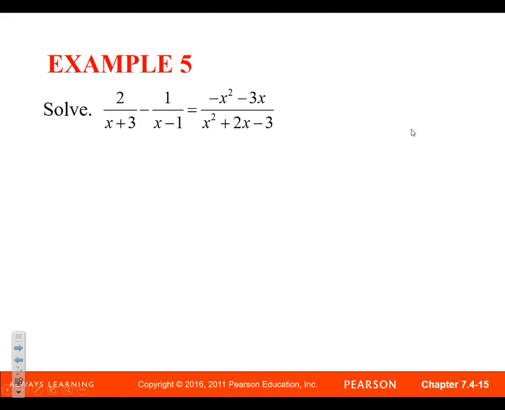Try this. I'll help you guys out. This is x plus 3 and x minus 1.